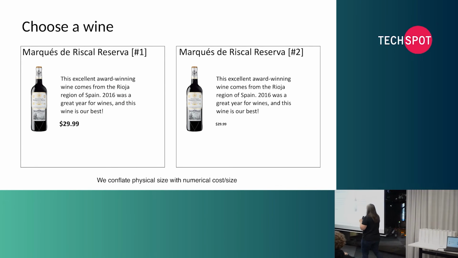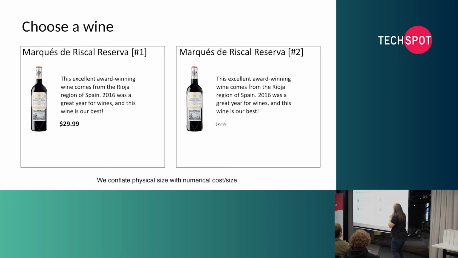Here's some more UI stuff. When people look at these wines, it's the same wine, I promise. Same exact description, same everything. Except if you present it with the price a little bit bigger versus smaller, what do you think people think is cheaper? You're right.